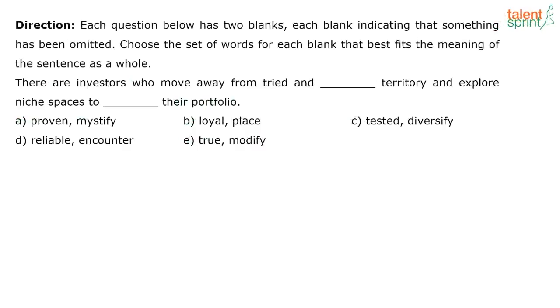There are investors who move away from tried and dash territory and explore niche spaces to dash their portfolio. This is a pretty easy one only because of one clue word. In fact, it's a collocation. Let me see if you get this within 10 seconds. Come on, you can do this. You know this. Yes, that's the collocation, right? What's the collocation?